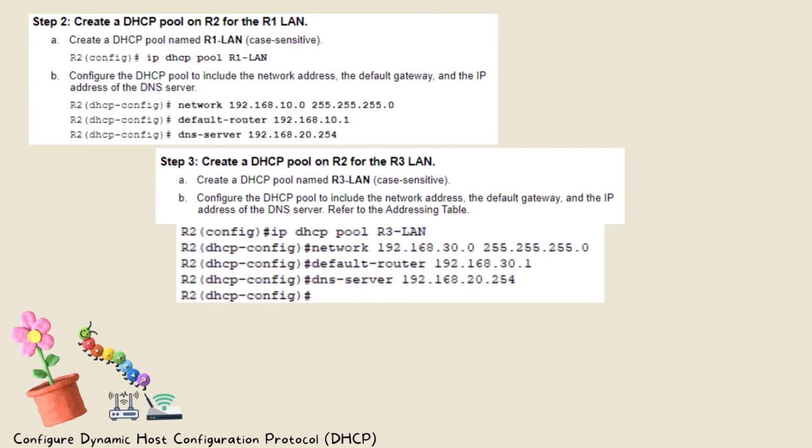192.168.20.254. Seterusnya kita perlu ulang langkah yang sama kepada R2 untuk R3 LAN pula menggunakan command IP DHCP pool R3 LAN dan seterusnya diikuti dengan command network 192.168.30.0 dengan subnet mask 255.255.255.0 dengan command default router 192.168.30.1 dan seterusnya dengan command DNS server 192.168.20.254.